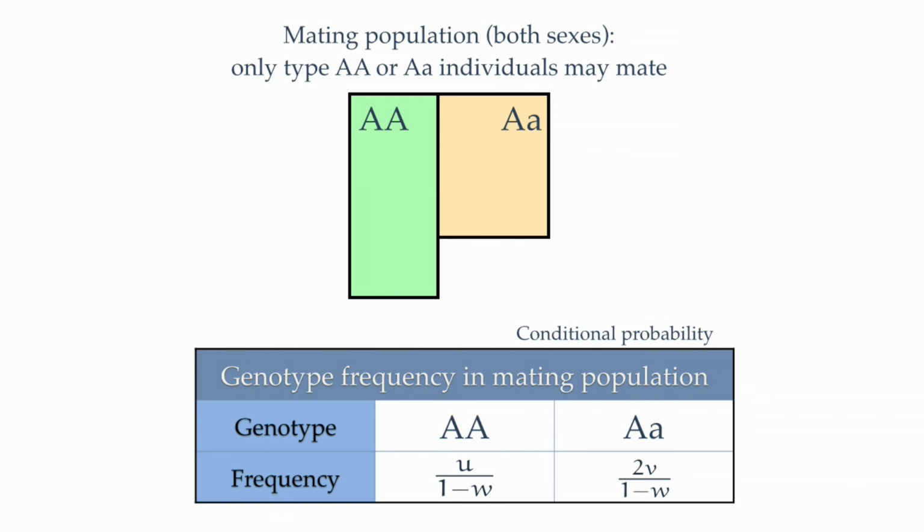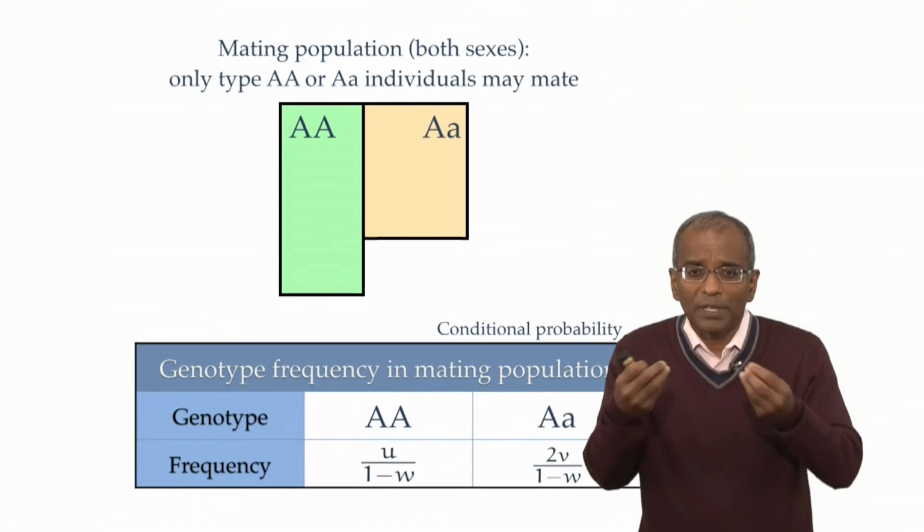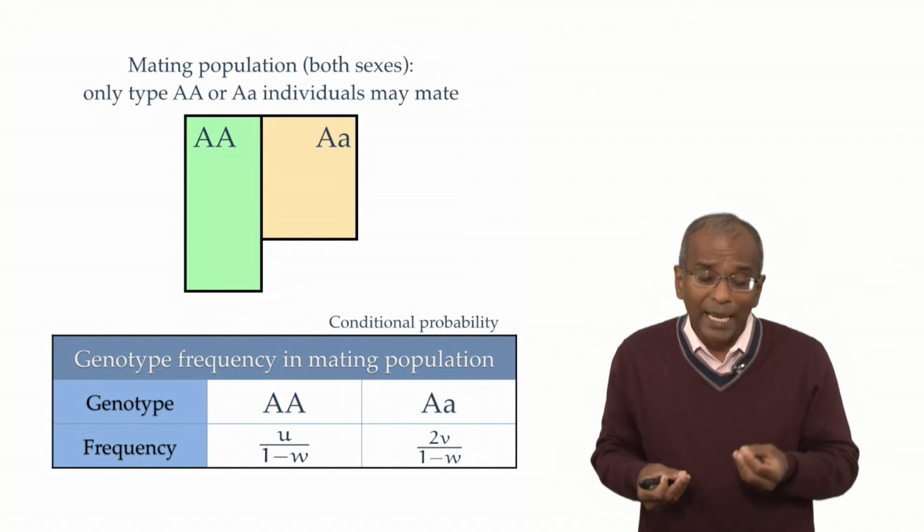Likewise, the proportion of individuals in the mating population who are heterozygous is twice V over 1 minus W. All right, so our original probability distributions are now adapted slightly to take into account this new circumstance that sick individuals are unable to mate. Now, in this mating population, we still have the two genes represented. We have uppercase A and lowercase a through the carrier.